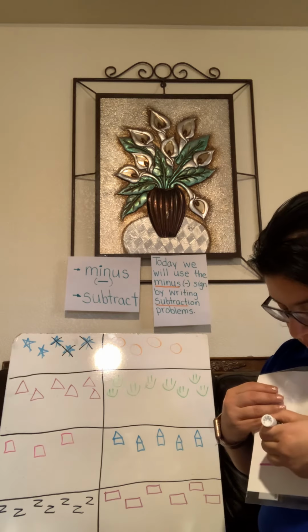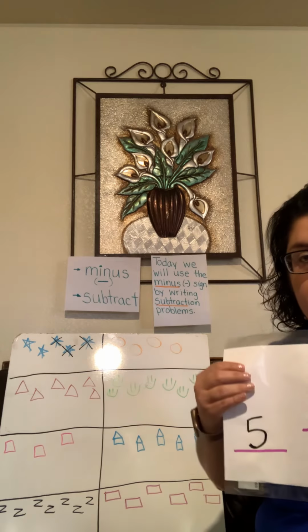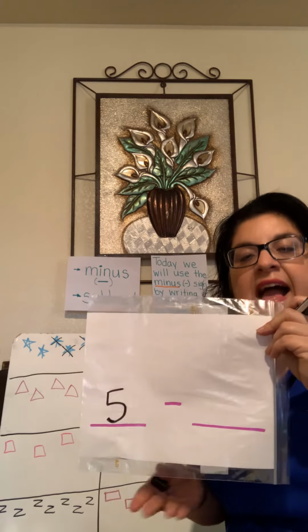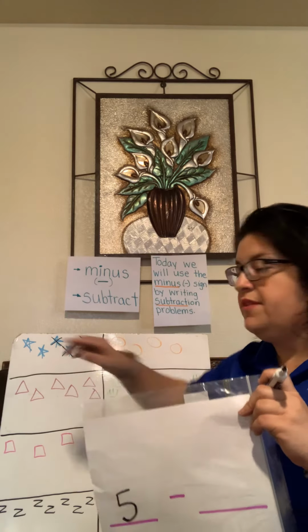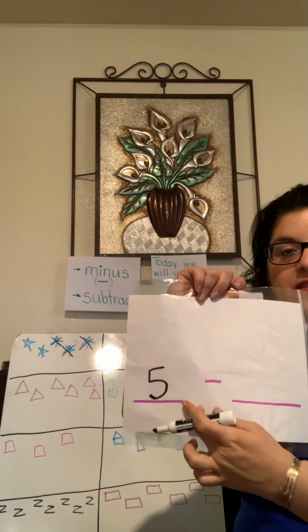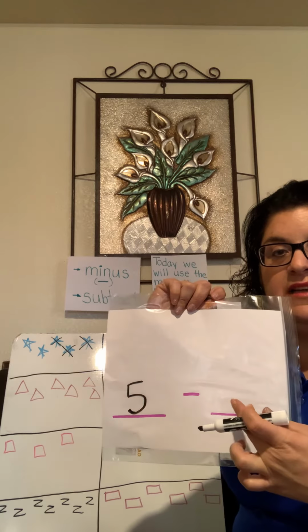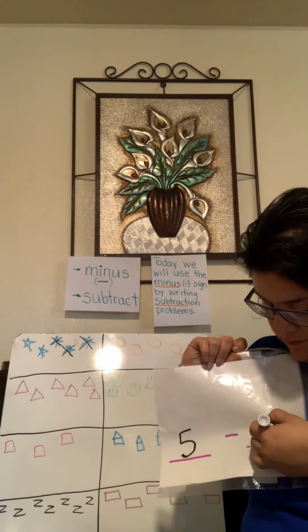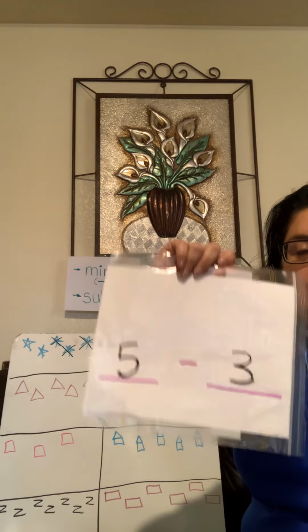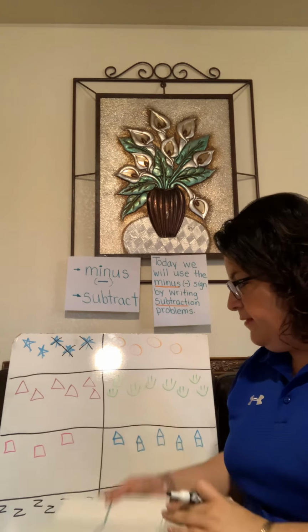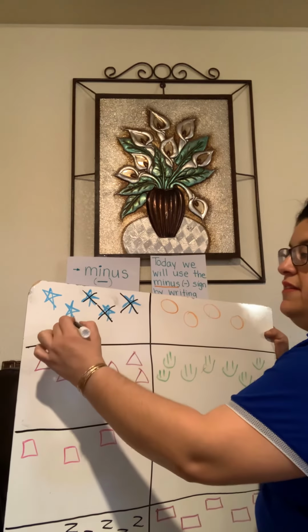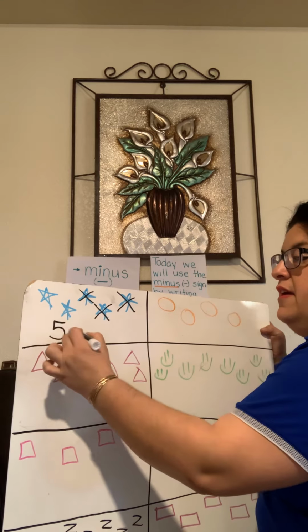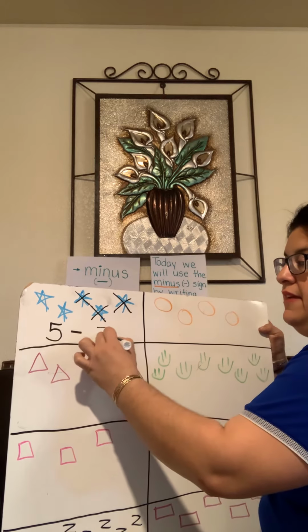So you're going to write the number 5. How many stars disappeared? We X'd 1, 2, 3. So 5 minus 3. If you're using this, this is how you would write it. If you're using the paper, you'll write it below the stars. So I'm going to write 5 minus 3.